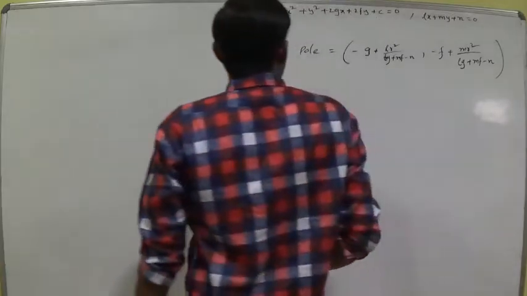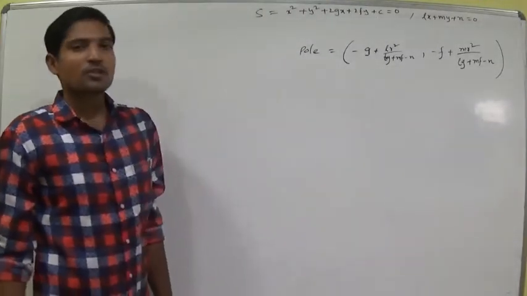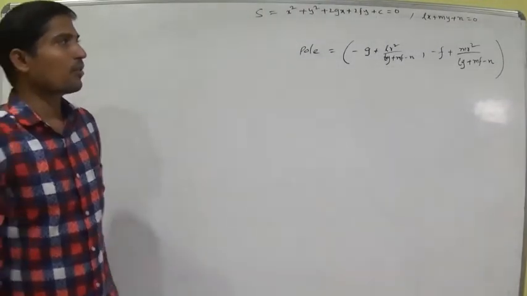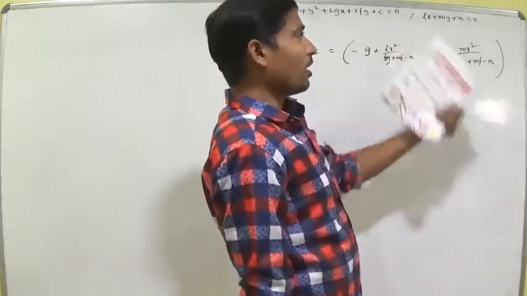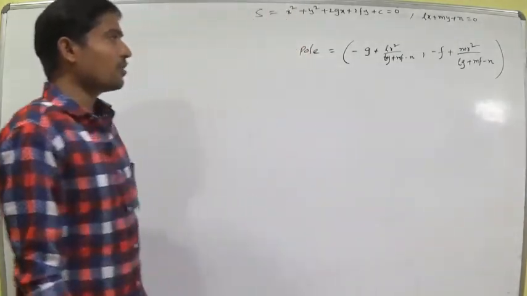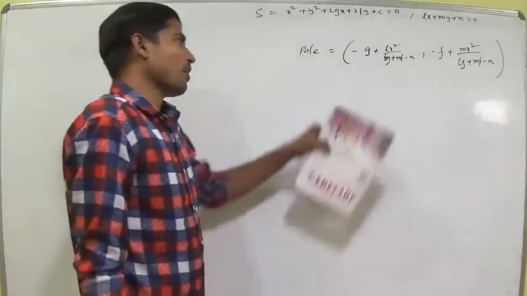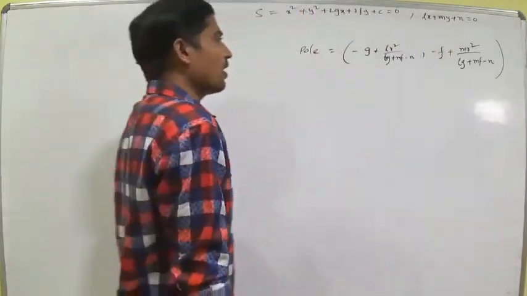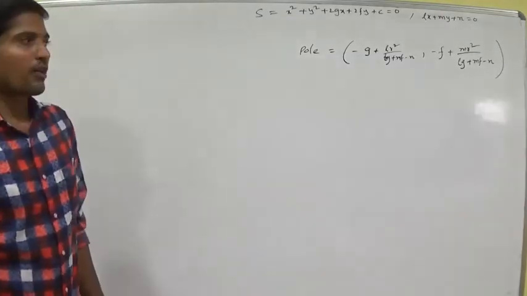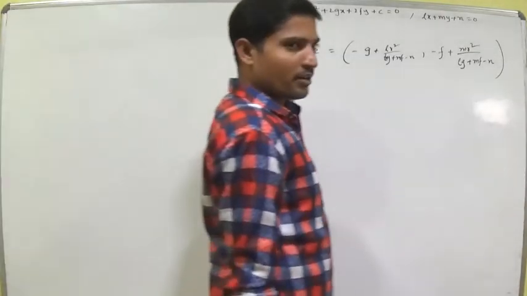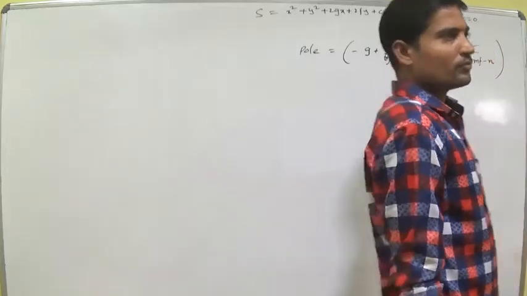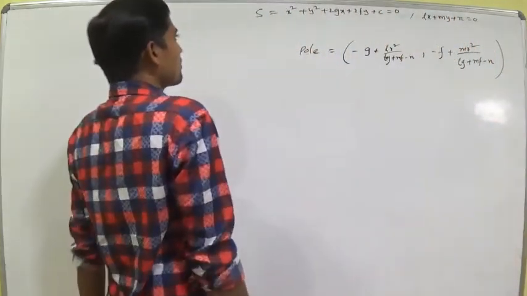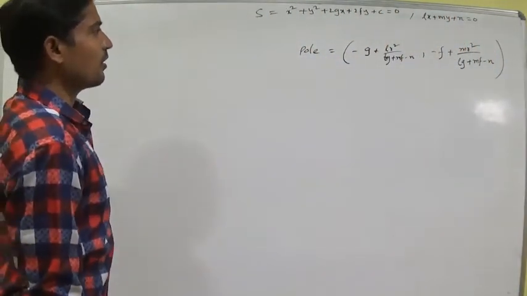When S equal to x square plus y square plus 2gx plus 2fy plus c equal to 0 and the polar is Lx plus my plus n equal to 0, then the pole is minus g plus lr square by lg plus mf minus n, minus f plus mr square by lg plus mf minus n. So let us solve problems on this formula.